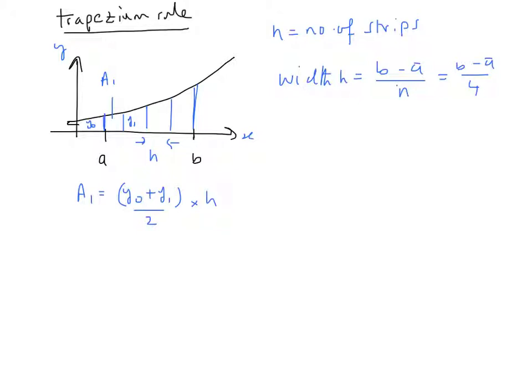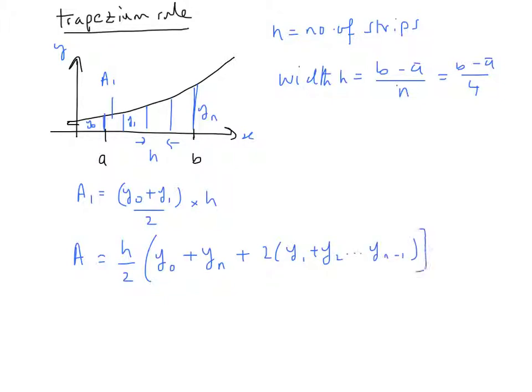And if we were to continue doing that to all of the strips and add them up together, we'll get a formula where our total area is equal to, again it's an approximation because it's the trapezium rule, h over 2, and it will be our first y0 plus the last, yn, which will be this one here. All the other lines get counted twice as we go through. So we've got y1 plus y2 all the way to yn minus 1. And there's our formula for the trapezium rule, and we know that h is b minus a divided by n, and n is the number of strips.